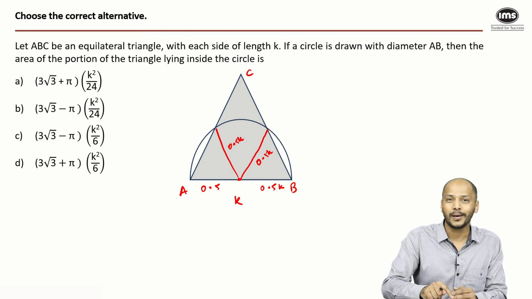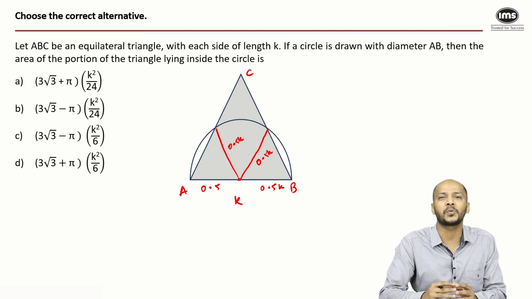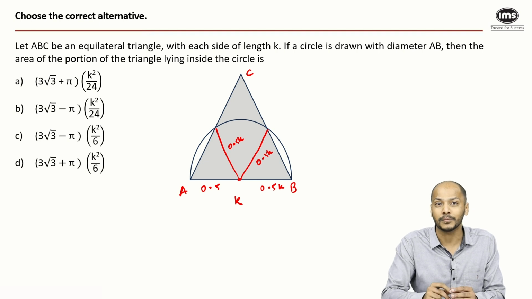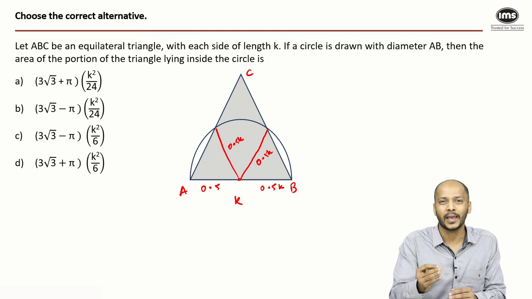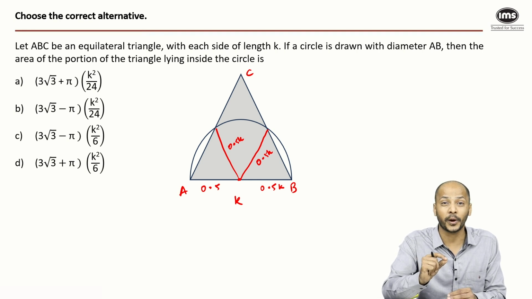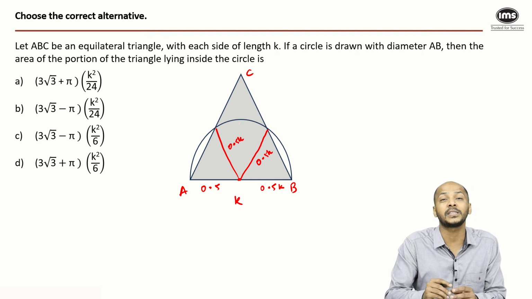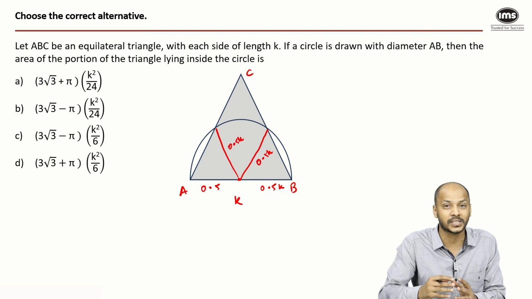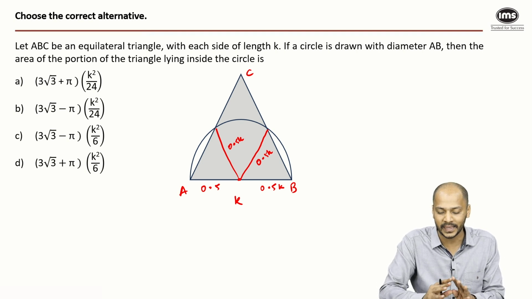Well, someone would say, is it not possible that the entire triangle is within the circle? Well, that would not be possible, because we know that the height of an equilateral triangle is √3 by 2 times the side. That is, √3 is 1.73 divided by 2, that will come out to be somewhere around 0.86. So obviously the height is more than 0.85 times K, whereas the radius of the circle is only 0.5 K. So clearly there will be some part of the triangle which is outside the circle, and hence the diagram would be like this itself.